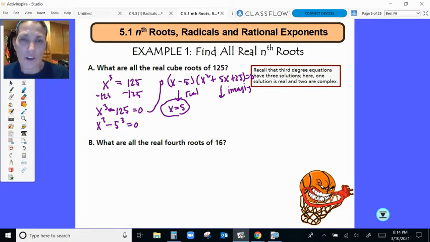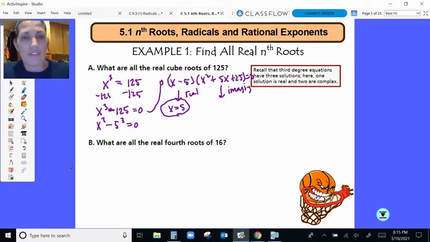If you recall back to our polynomial section, if I have a power of 3, I'm going to have either all 3 real solutions, or 1 real and 2 imaginary, okay? In this case, with my cube roots, I only have 1 solution. Anytime I have an odd cube root, I'm going to have 1 real solution, okay?